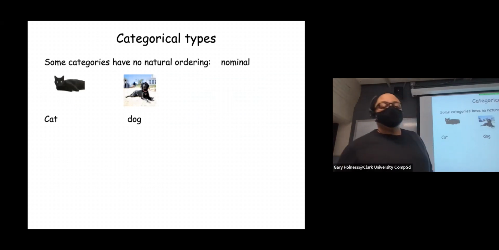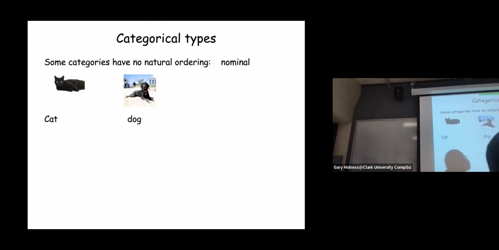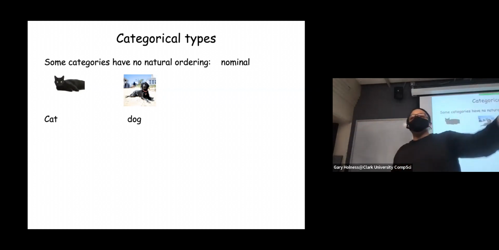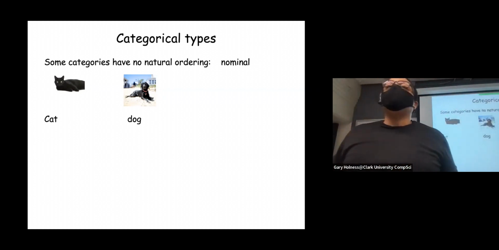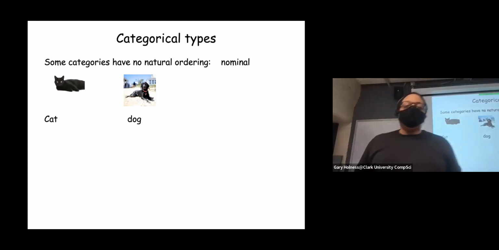Now, some types of categories, and therefore categorical data items, have no natural ordering. They're so-called nominal variables. And so if we take a look at cat and dog, there's no natural ordering. Absolutely, you could sort them in order lexicographically, right? Because C comes before D. But that has nothing to do with seeing a picture of a cat and seeing a picture of a dog. You can't necessarily say, aha, this one comes first, this one comes second. There's no natural ordering to these nominal variables.